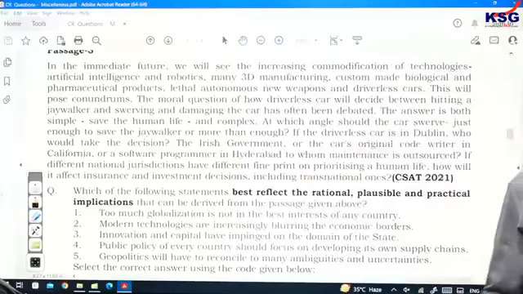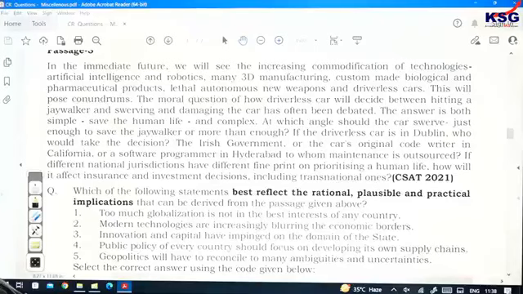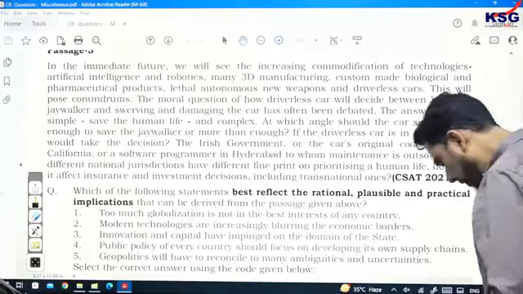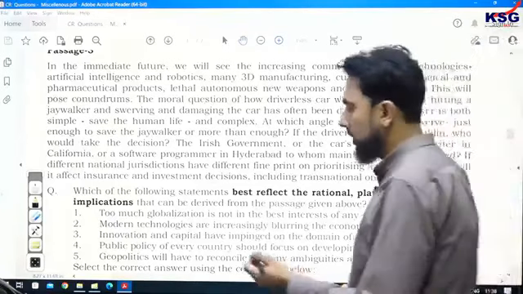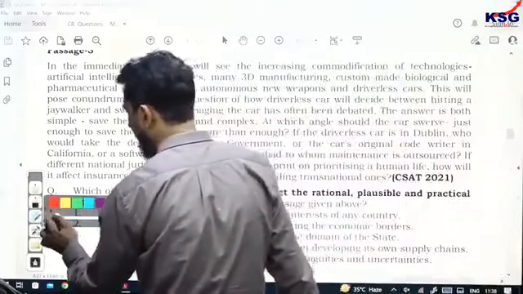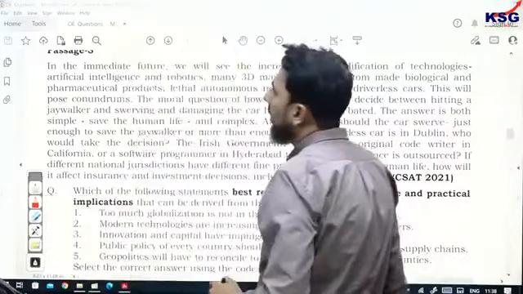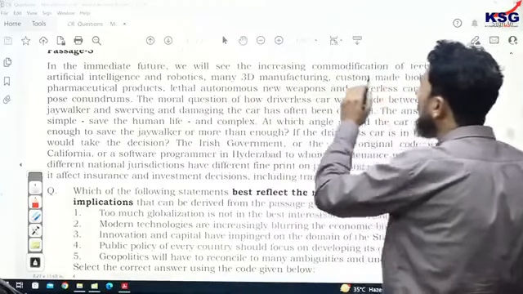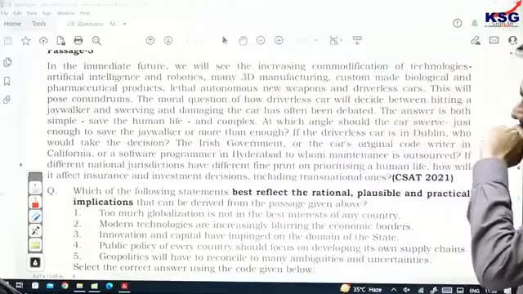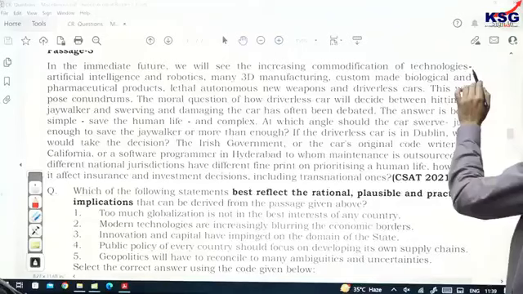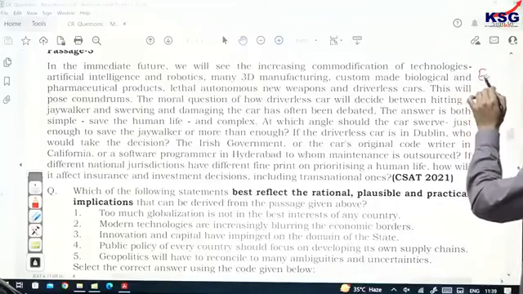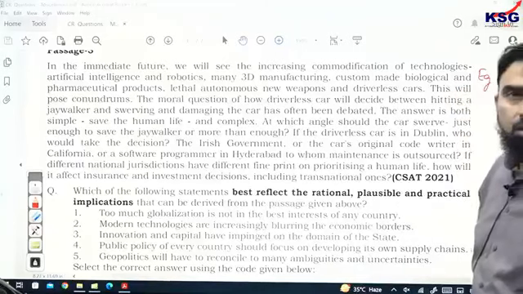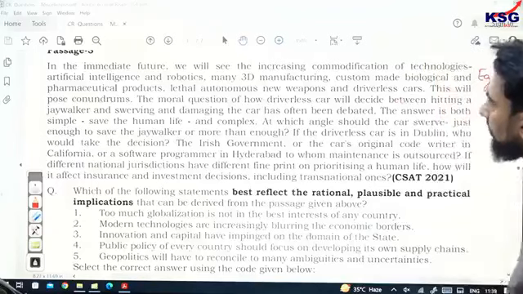All such students who might have missed the first class, where I emphasized that you should always read for the structure of the passage, let's focus on the structure of this passage. Author says, in the immediate future, we will see the increasing commodification of technologies. Then after that, there is a hyphen. It means the author has started giving you the examples. So what will we see in the near future?